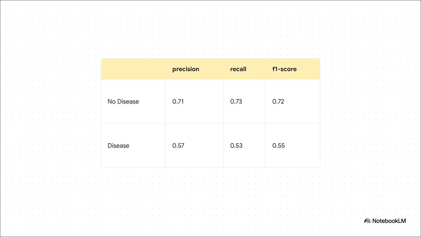Precision is about being careful. When our model says a patient has heart disease, how often is it right? We don't want false alarms. Recall, on the other hand, is about being thorough. Of all the people who actually have heart disease, how many did our model find? We don't want to miss anyone. It's a real balancing act.